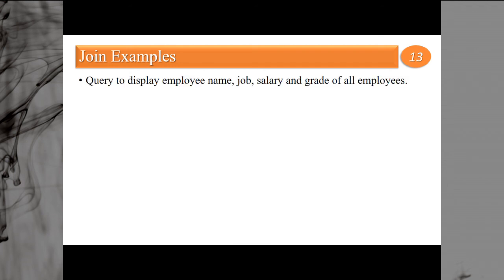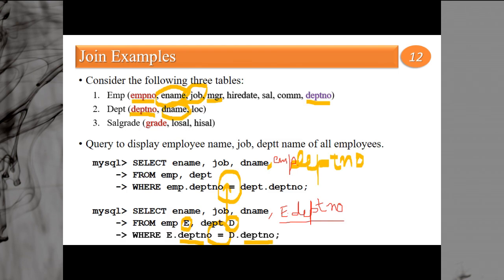Now coming to the next query. The next query is to display the employee name, job, salary and grade of all the employees. Now what do we want? We want the employee name, job, salary and grade. So employee name, job and salary from the first table and grade from the third table.